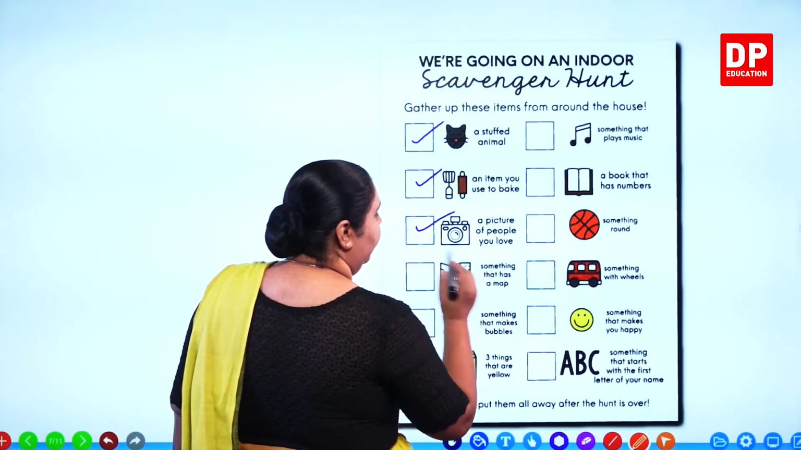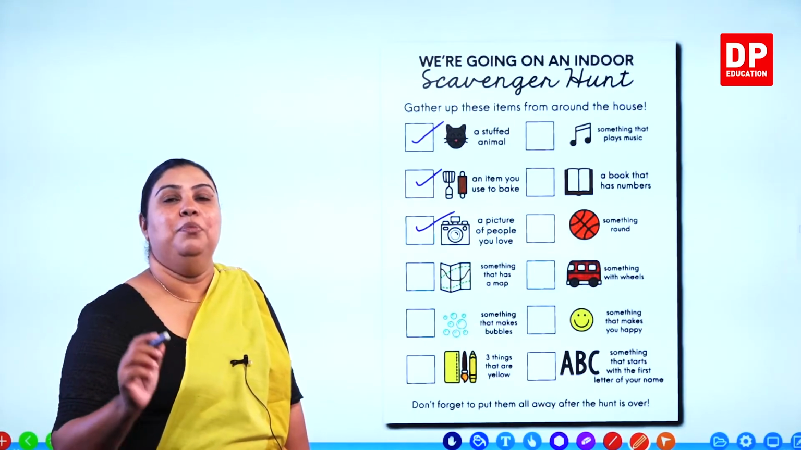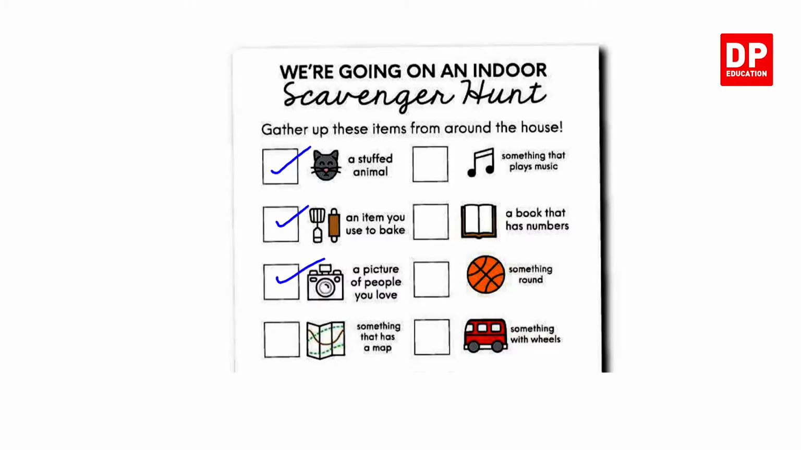Then something that has a map. Something that has a map.